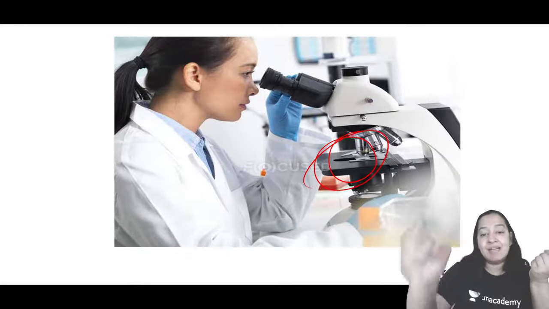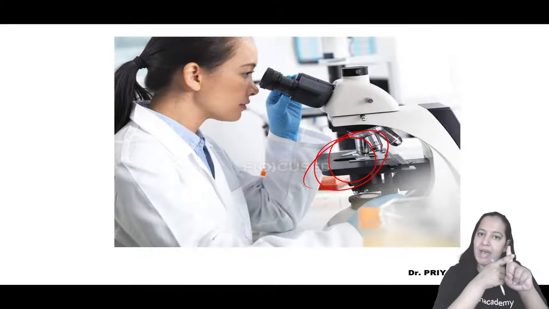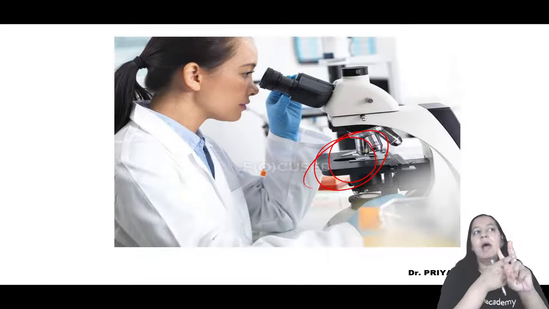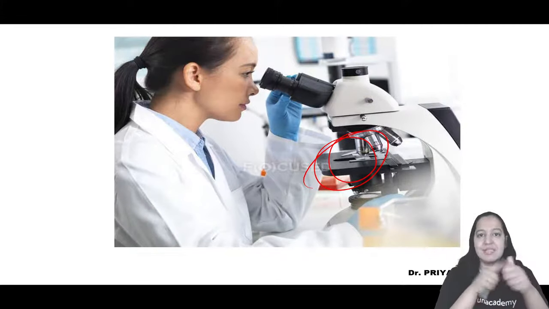Your slide is ready. You examine it microscopically and look for those 10 features. Can you enumerate those 10 features? Loss of polarity, mitosis, hyperchromasia, you know it, pleomorphism, anisocytosis, giant cells.